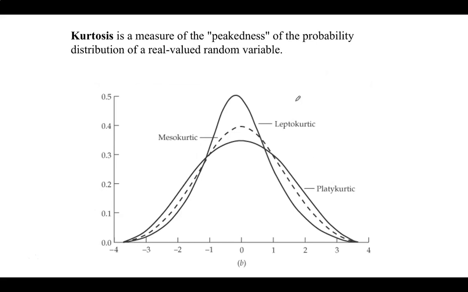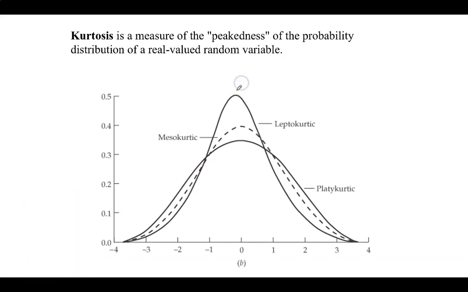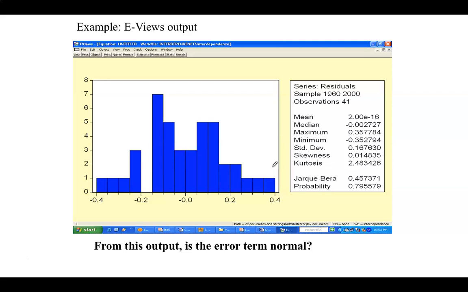Kurtosis is the measure of the thickness of the probability distribution of the random variable. Thickness: how thick, where is the highest peak in this sense? This is also very much related to the variance. So this is an example of EViews output for the normality test. We're going to do this, but not in this particular chapter. I'm going to backtrack and show you this.